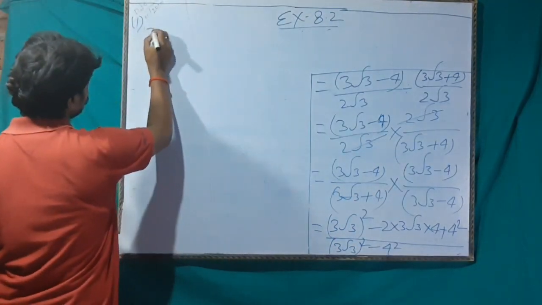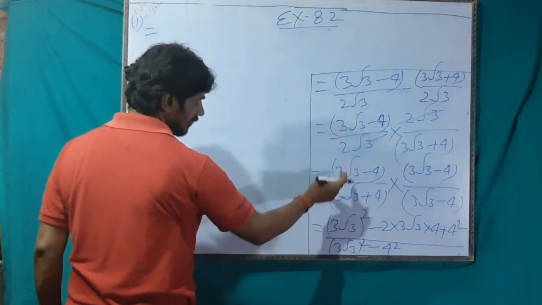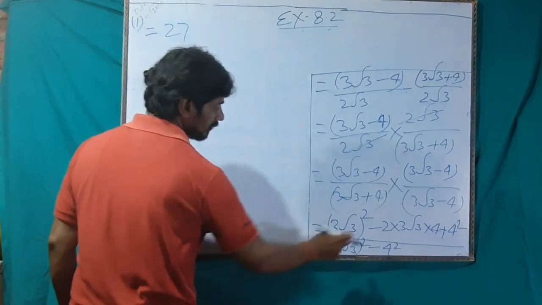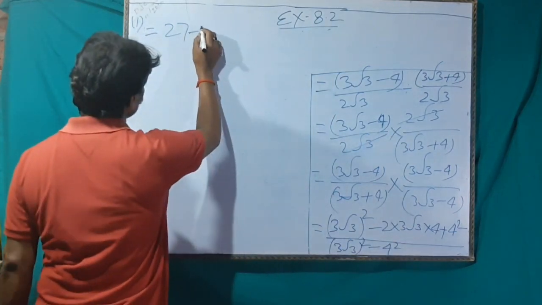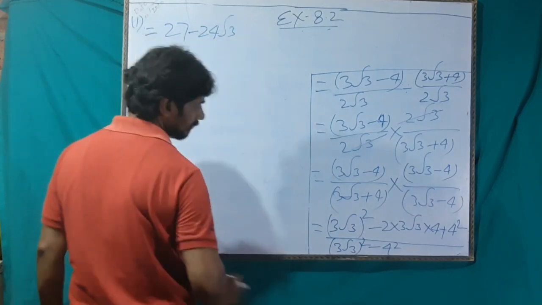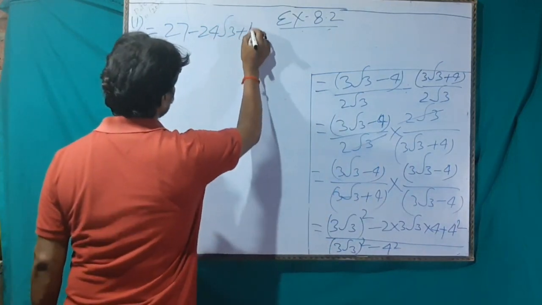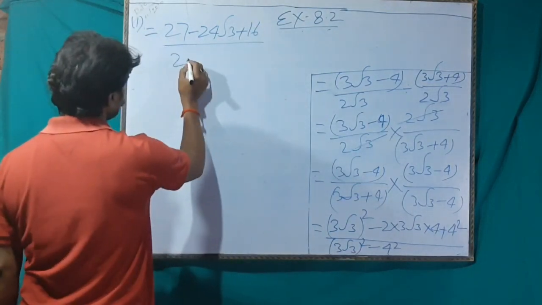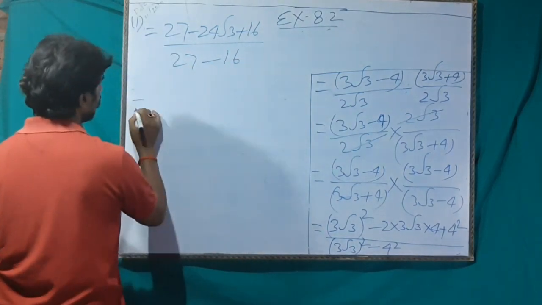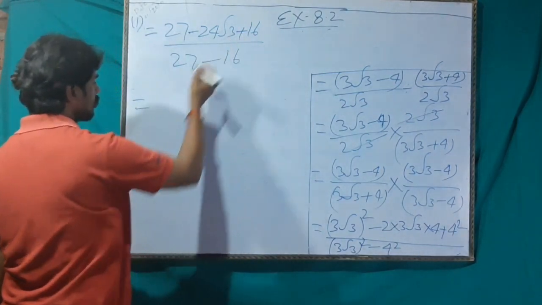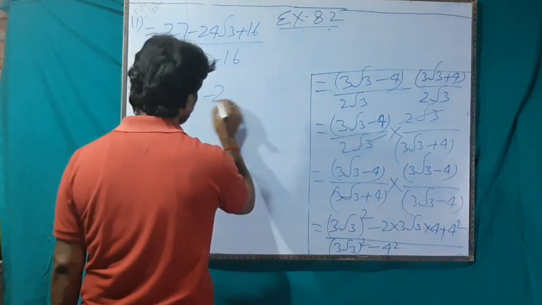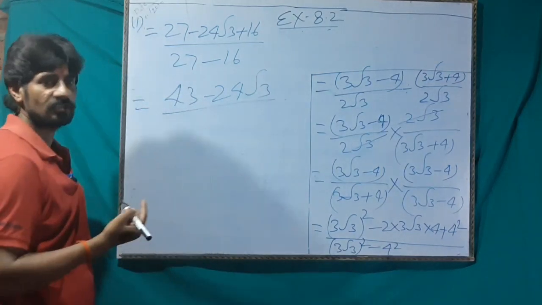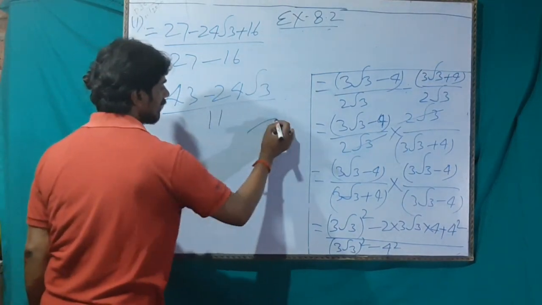After that we will write here 3 3s are 9, 9 3s are 27, minus 2 times 3 times 4 is 24 root 3, plus 4 4s are 16, by 3 3s are 9, 9 3s are 27 minus 16. That is 27 plus 16 is 43 minus 24 root 3 by 27 minus 16, that is 11. It's our answer.